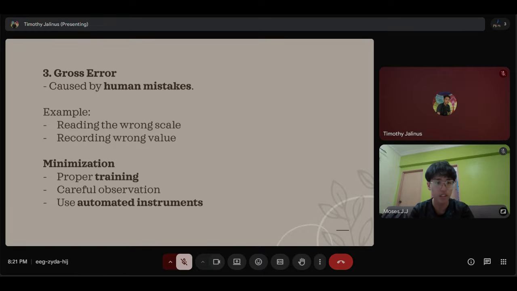So the conclusion is, instrument systems use different types of signals, including analog, digital, and pneumatic signals, to transmit information. However, measurements are not always perfect and errors can occur due to various factors. Understanding the types of measurement errors and how to minimize them is important to ensure accurate and reliable measurement in engineering systems. So that's all from me.